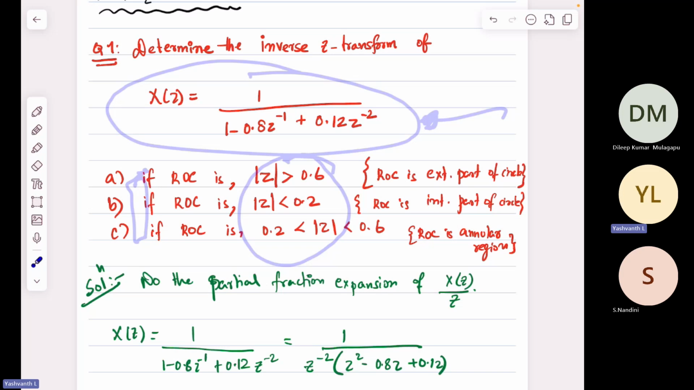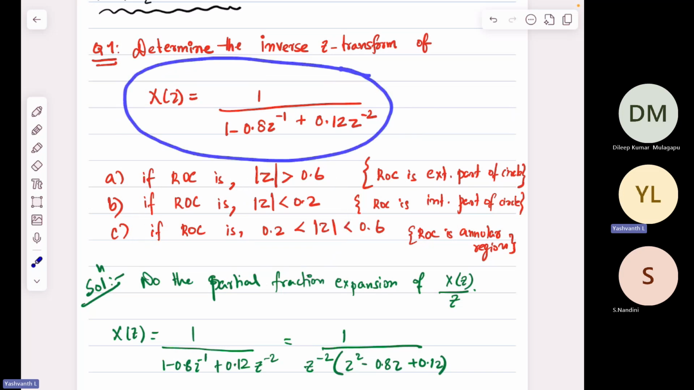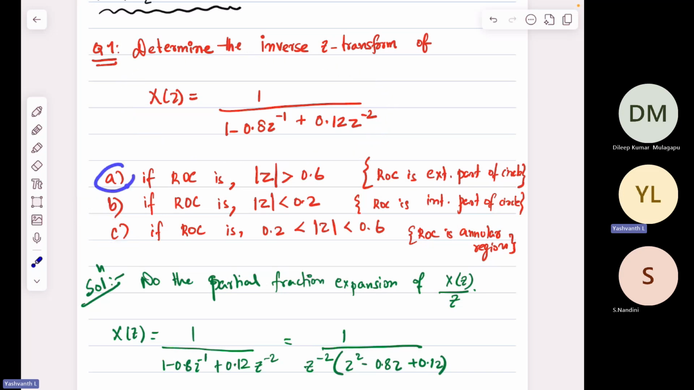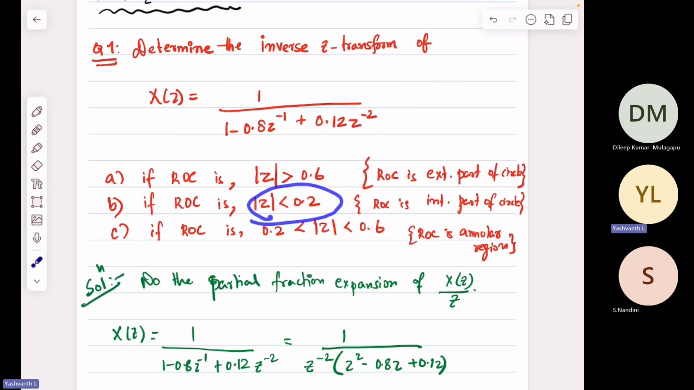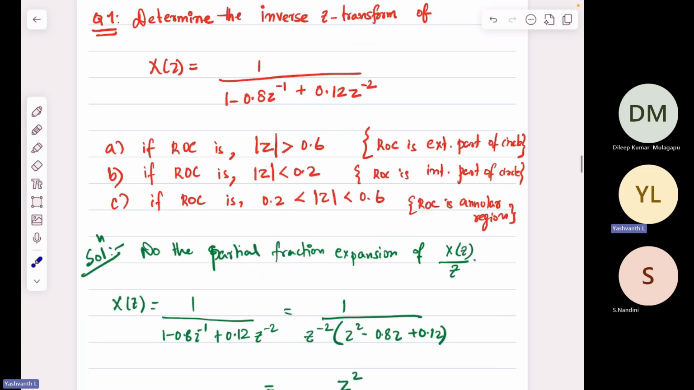That is why this question asks us to find the inverse Z transform for different values of ROC. In part A, the ROC is |z| greater than 0.6. In the second case, the ROC is |z| less than 0.2. In the third case, |z| lies between 0.2 and 0.6.